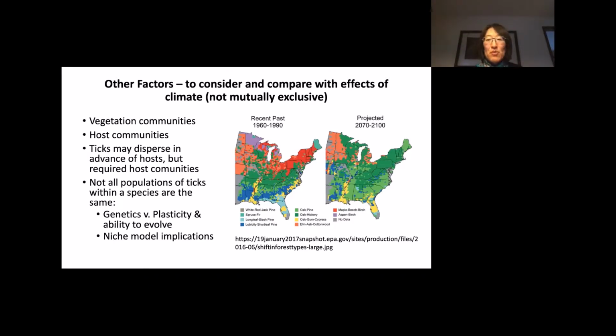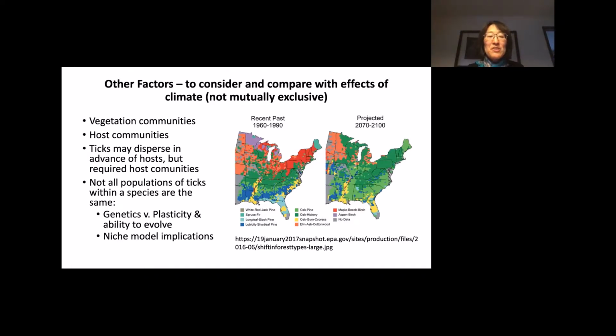Perhaps there'll be more and more with time, but if they are generalist ticks, maybe they would do okay in our areas. But if they're not generalist ticks, then even though they're being imported, they may not establish a population. And within the ticks, even though we talk about Ixodes scapularis as one species, it seems like subpopulations may have different genetics. And so the role between genetics and plasticity, meaning their ability to evolve, might be important.